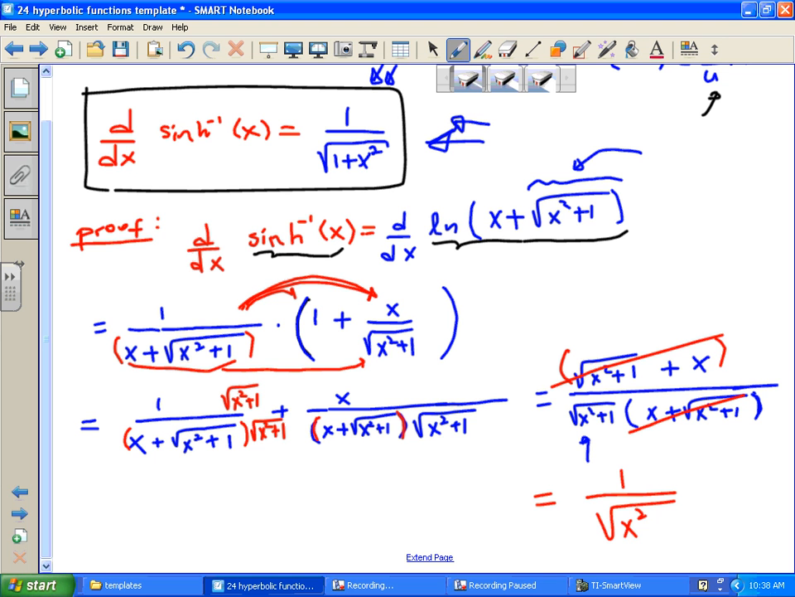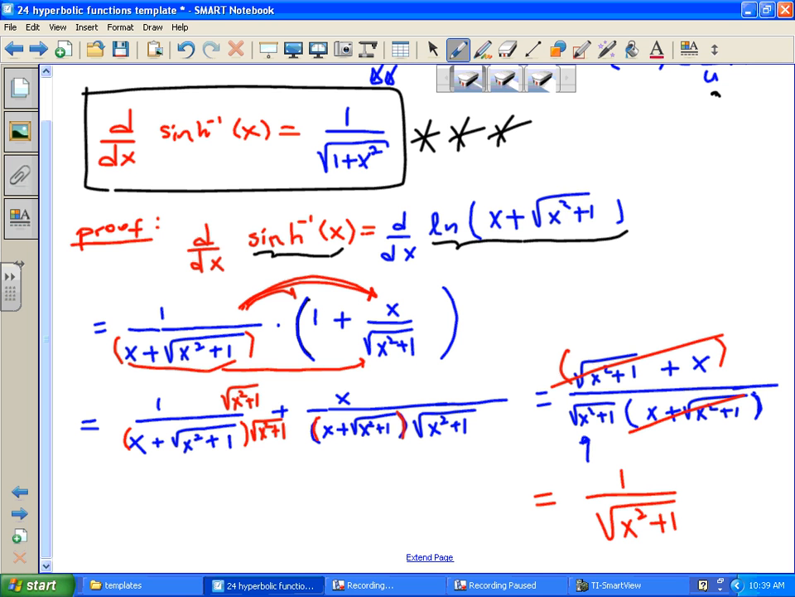So it's always helpful to look at the right-hand side to see, okay, what are we trying to prove? And do we already have it, or do we have to simplify it further, and so forth? Okay, do we have the proof then? Do you then agree that the derivative of hyperbolic sine inverse is 1 over the square root of 1 plus x squared?